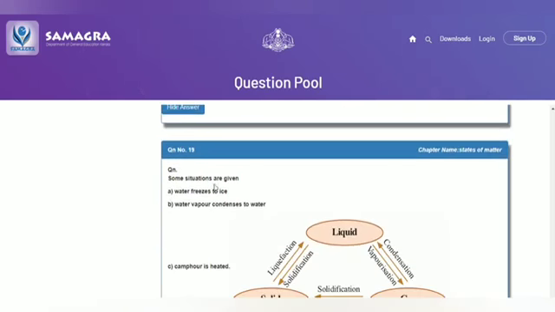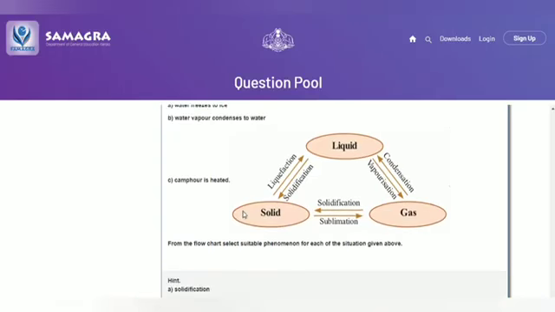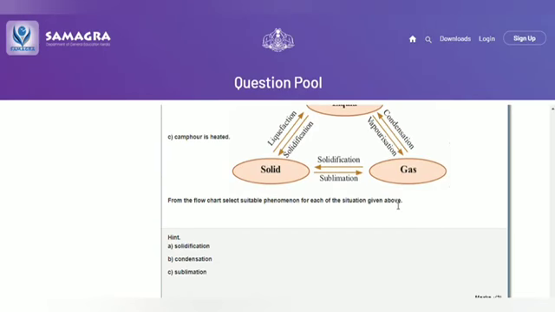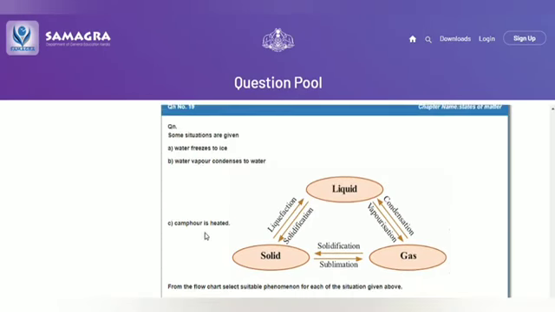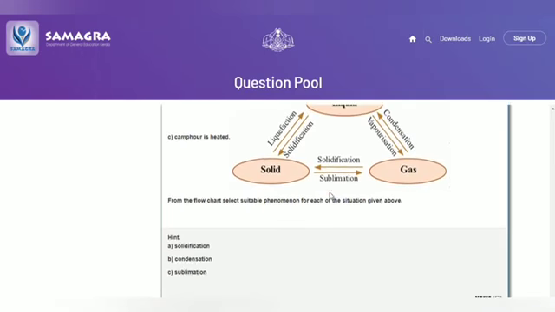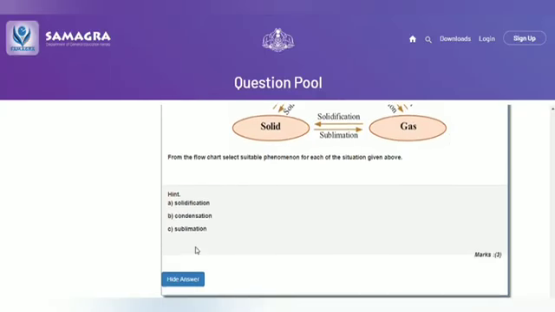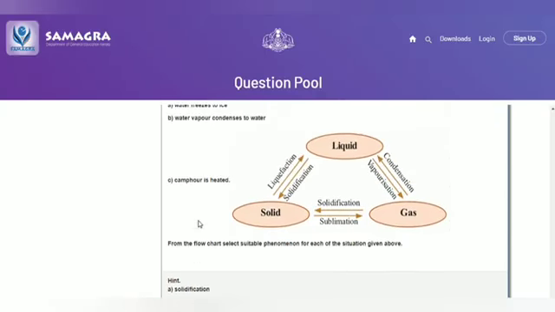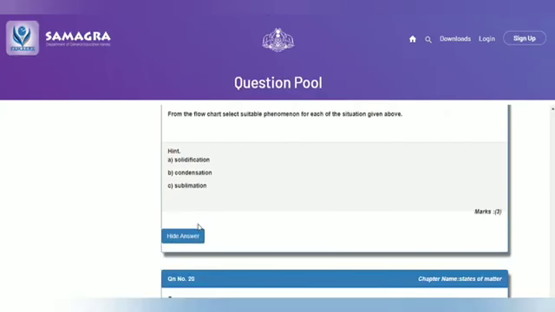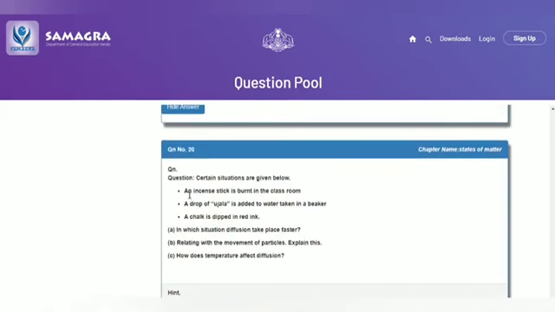19th question. Some situations are given. Water freezes to ice. Water vapor condenses to water. Camphor is heated up. From the flowchart, select the suitable phenomenon for each situation. Water freezes to ice: solidification. Water vapor condenses to water: condensation. Camphor: sublimation.